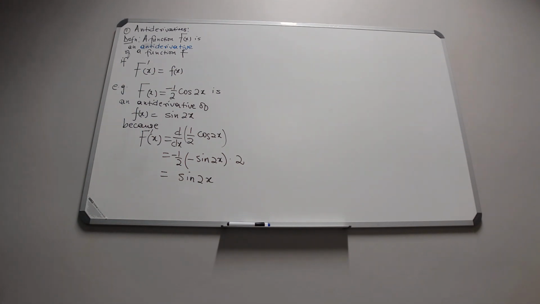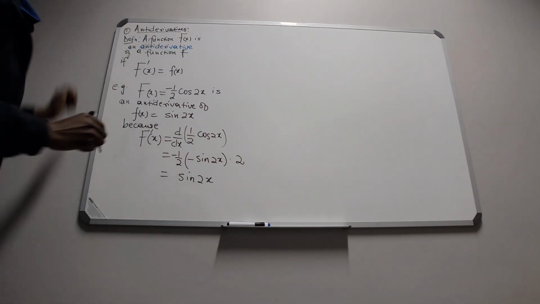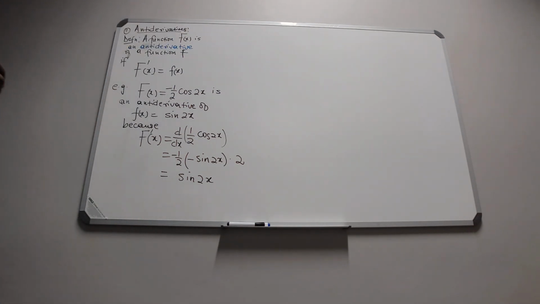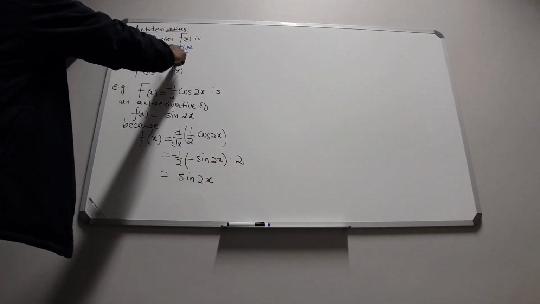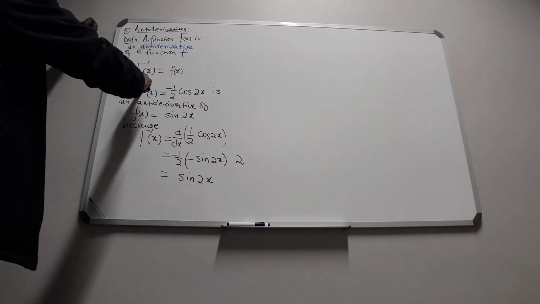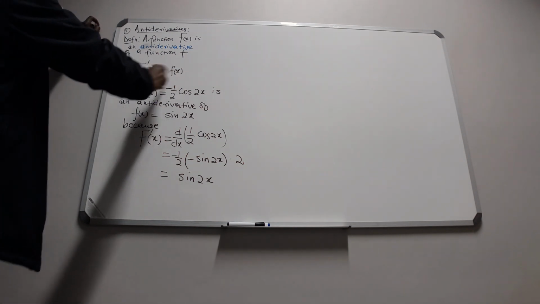Last week in our lecture we discussed what we refer to as antiderivatives. So I just want to remind you of the antiderivatives. We said that a function capital F is an antiderivative of a function small f if the derivative of capital F is equal to f of x.